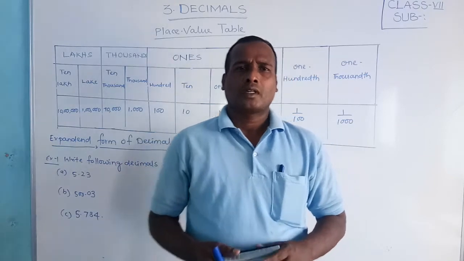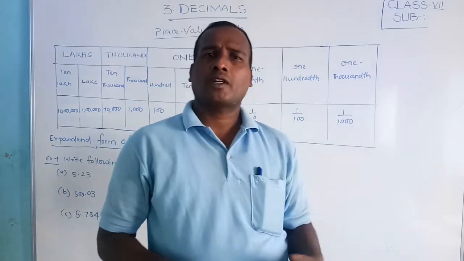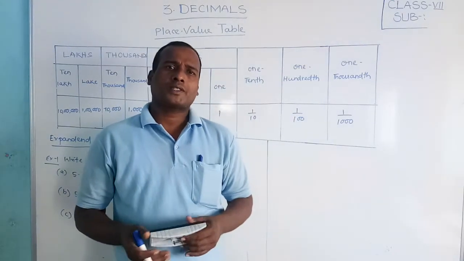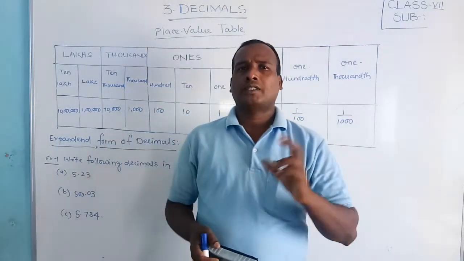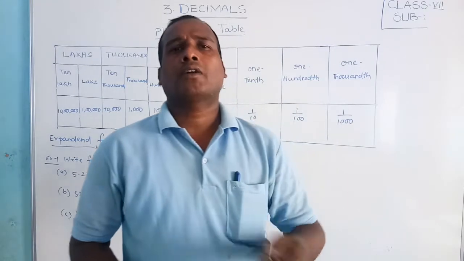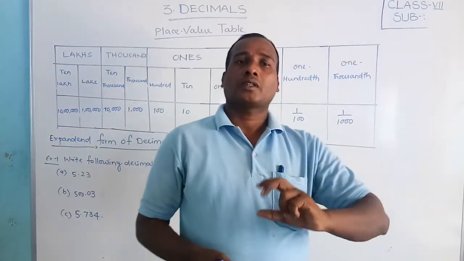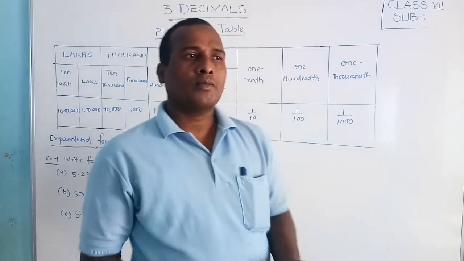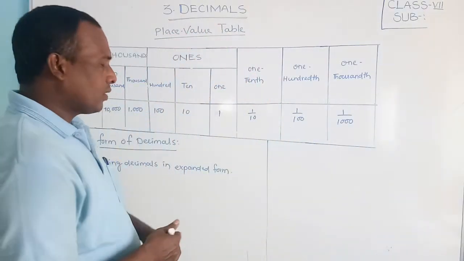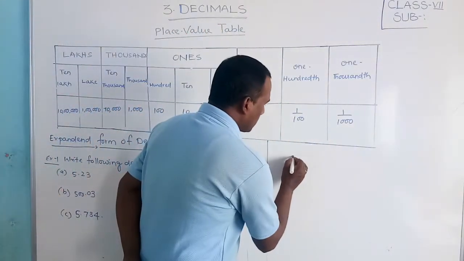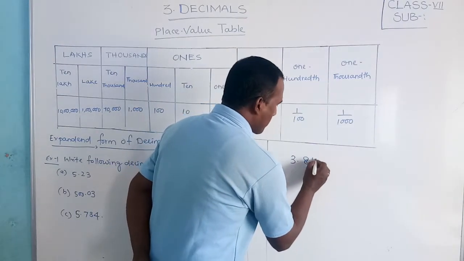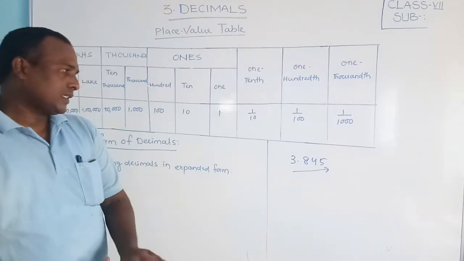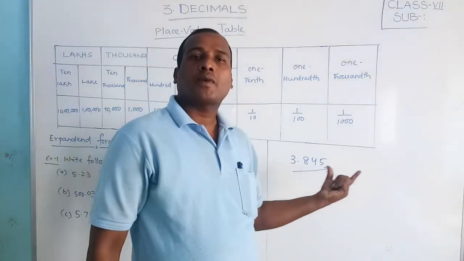Students, in the previous classes, in 6th class, you already studied what decimal numbers are. Decimal numbers means whenever we find a number that is not a whole number and not a fractional number, such a special number is called a decimal number. Let us see one number. So what is this? This is a decimal number.